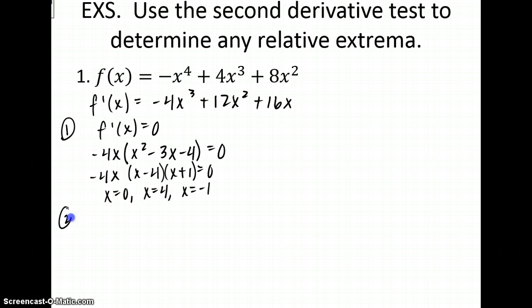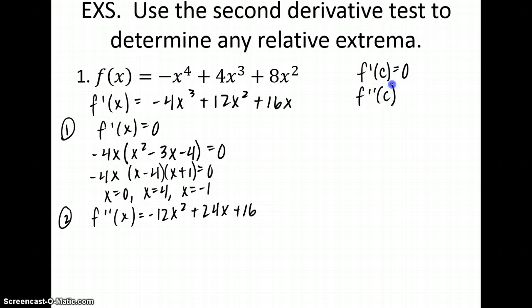Alright, so our second step, find the second derivative. So go back to the expanded form. Don't use the factored form to find the derivative. Negative 12x squared plus 24x plus 16. Okay, so remember what the theorem says. Find the values where the derivative equals 0. Then plug those values into the second derivative. If the second derivative is positive, our function's concave up, so there would be a relative minimum at the value of c. If the second derivative is negative, function is concave down, so there would be a relative maximum at the value of c.